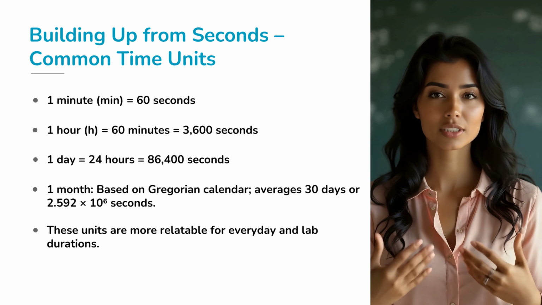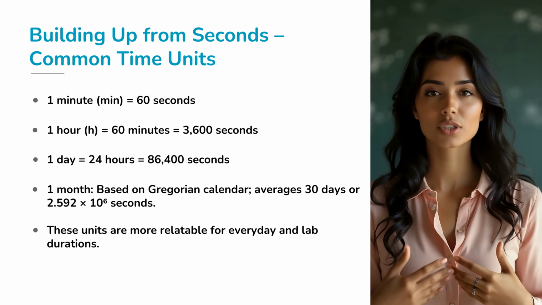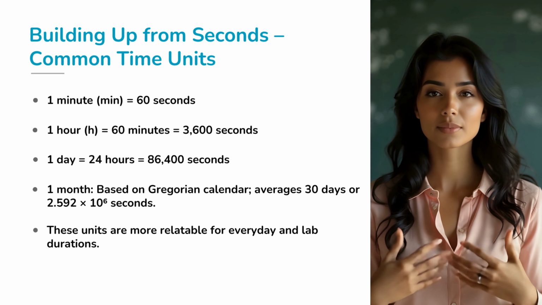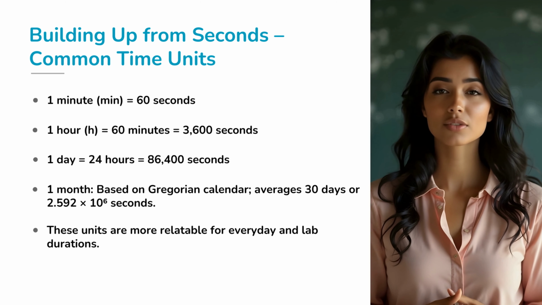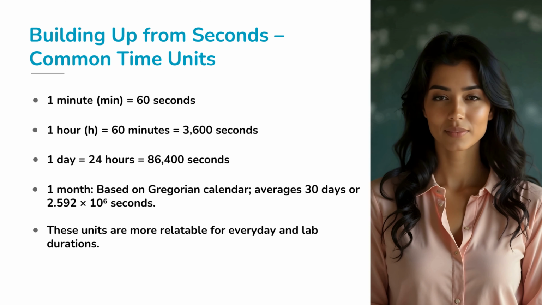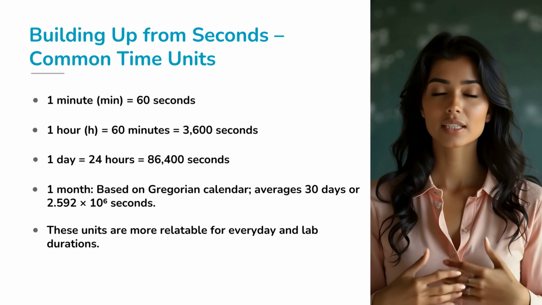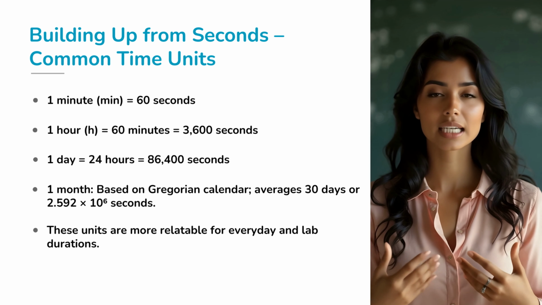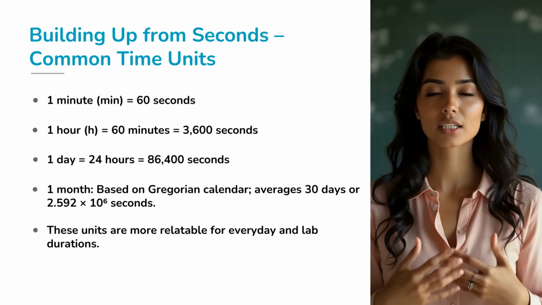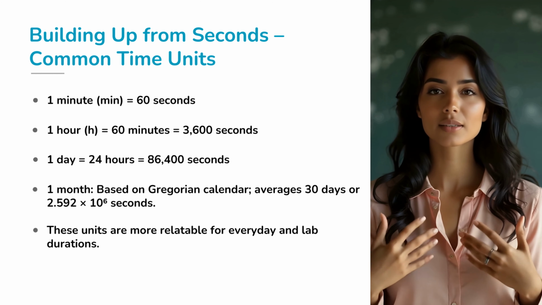A minute equals 60 seconds. An hour is 60 minutes or 3,600 seconds. A day has 24 hours, that's 86,400 seconds ticking by. What about a month? Well, that depends on the calendar, but on average, 1 month is about 30 days, which comes to approximately 2.592 times 10 raised to the power 6 seconds.